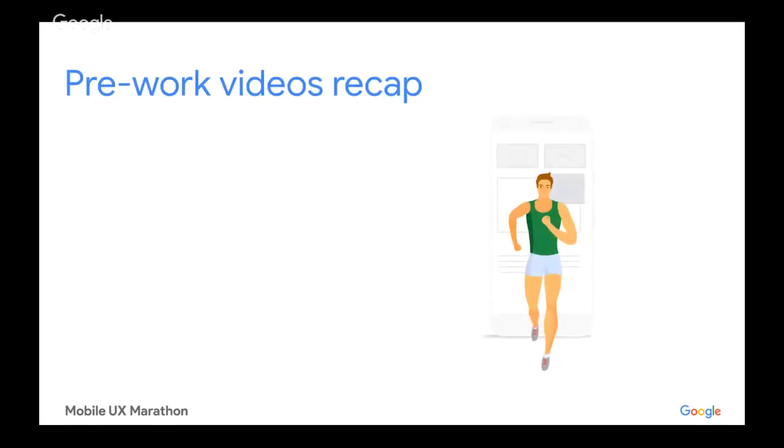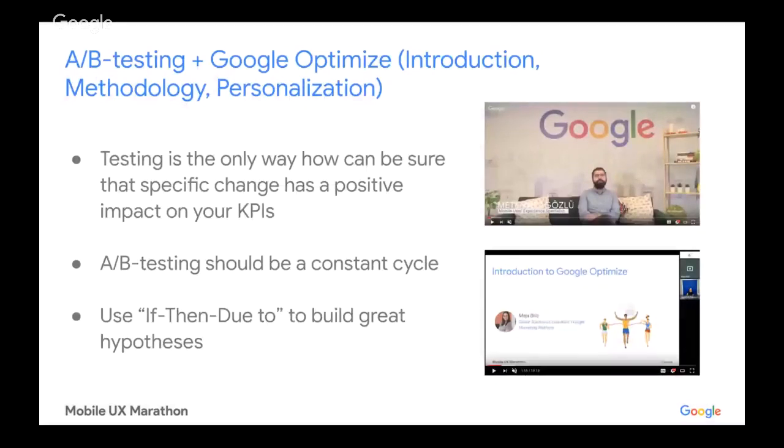So, a quick recap of the video that was on the website. Like I said, the 3 high-level takeaways from the recap video are: first, testing is the only way we can be sure that a specific change has a positive impact on your KPIs. Second, A/B testing should be a constant cycle. And finally, use the if-then-do framework to build great hypotheses.